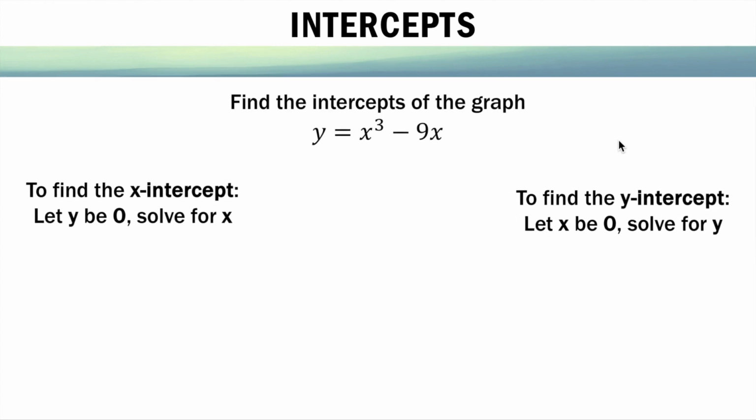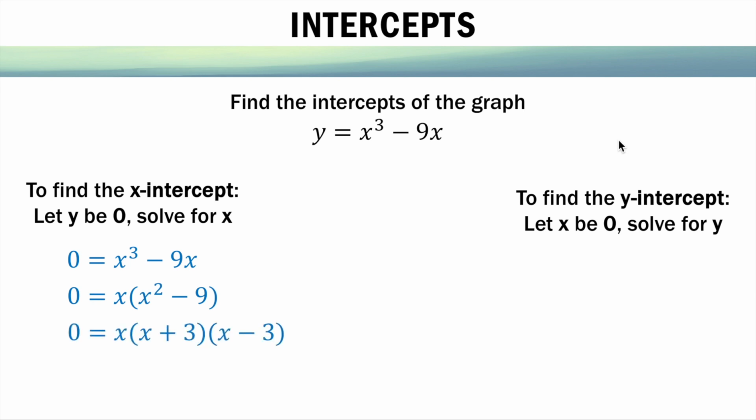Let's practice. So to find the intercepts of this graph, y equals x to the third minus 9x, first we're going to let y be 0 and solve for x. So I've got 0 equals x cubed minus 9x. I'm going to do some factoring here. Hopefully your factoring skills aren't too rusty. So I factored out an x, and then that x squared minus 9 is a difference of squares. So I have three possible roots or solutions or x-intercepts, -3, 0, and 3.